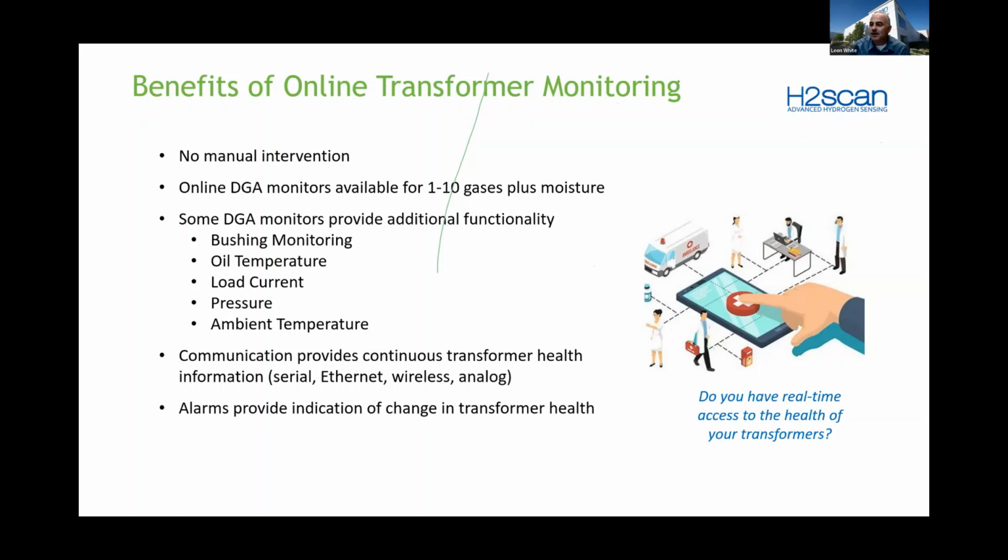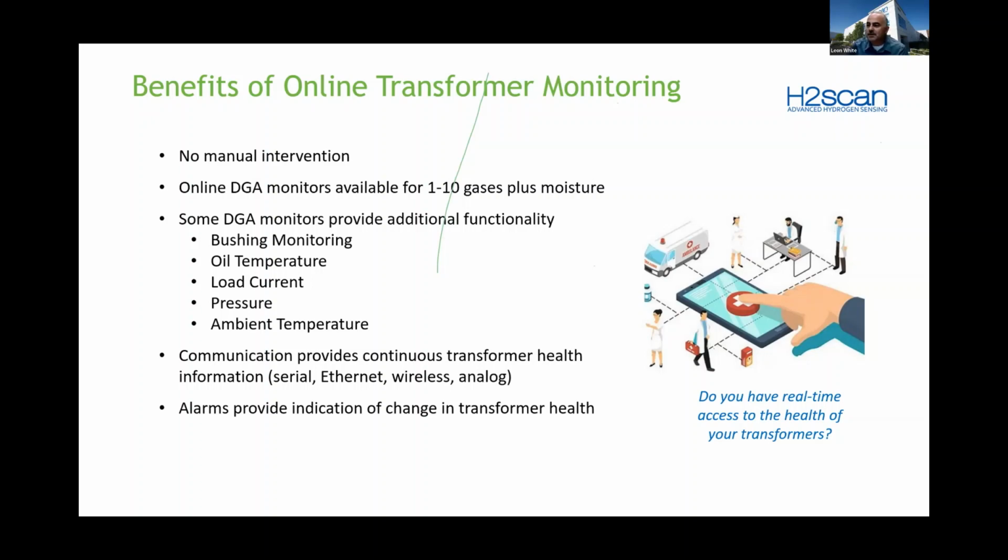So those kind of precautions need to be taken with online monitors. I guarantee every online monitor manufacturer has stories of customers complaining that the data doesn't look right, and they go out and the valve is closed. So the valves have to be open for the monitors to work properly.